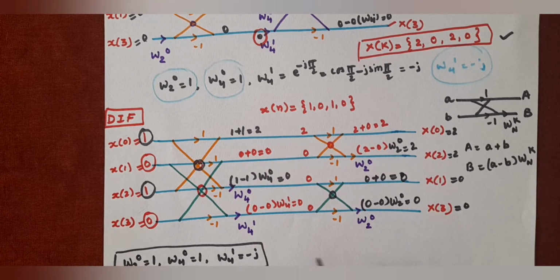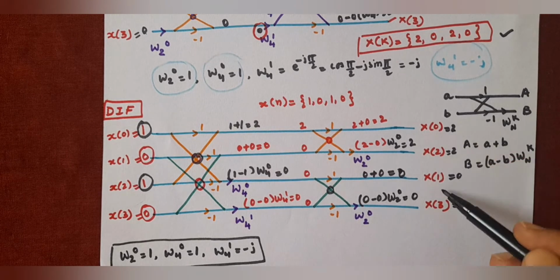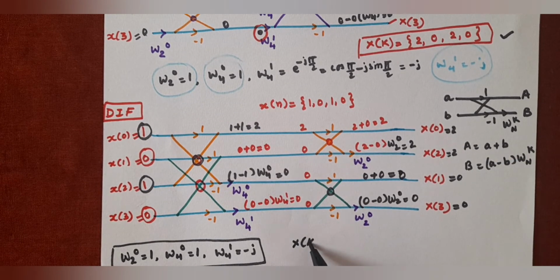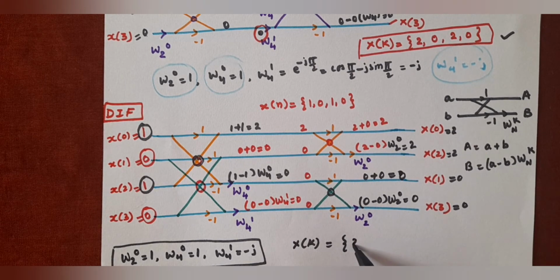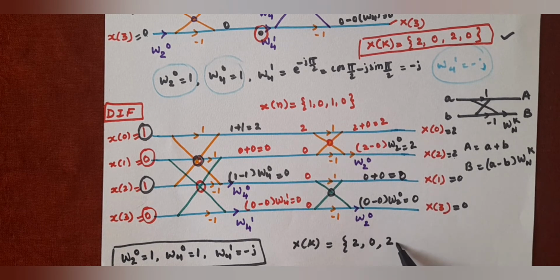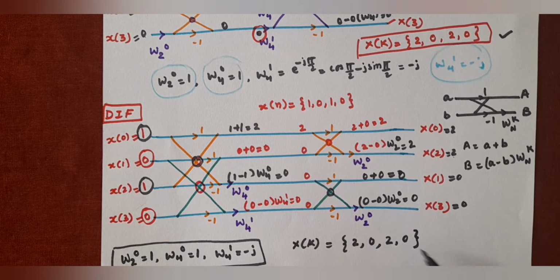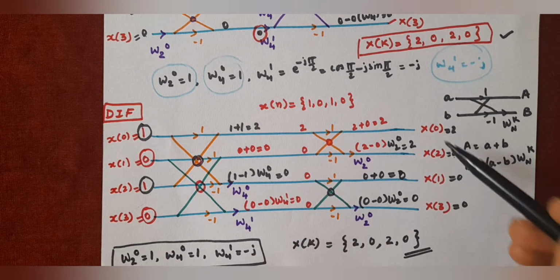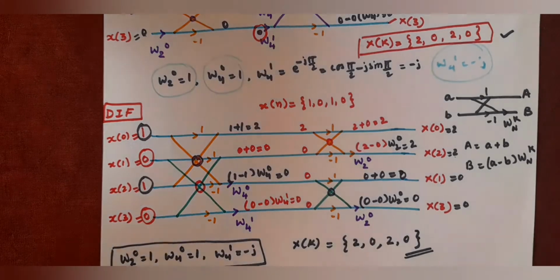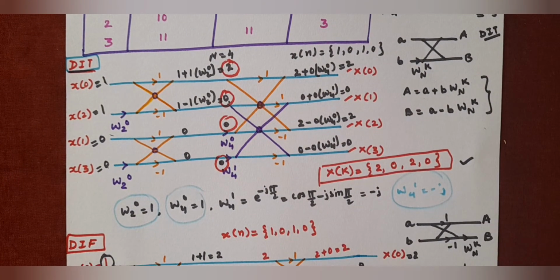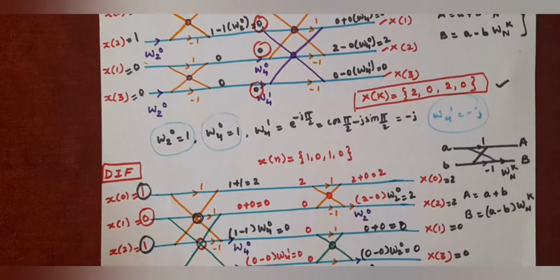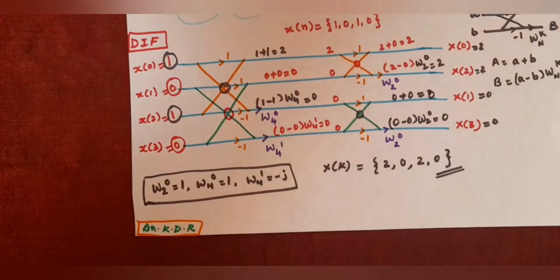But how do we write the final result? As it is in the bit reversal order, we have to represent x of k in the natural order. So first is x of 0, that is 2, x of 1 value is 0, x of 2 value is 2, x of 3 value is 0. So this is how we have to write the result for DIF from the flow graph. If you carefully observe these two flow graphs, DIT and DIF solutions, x of k values are coming to be the same. So what is the conclusion for the given question?